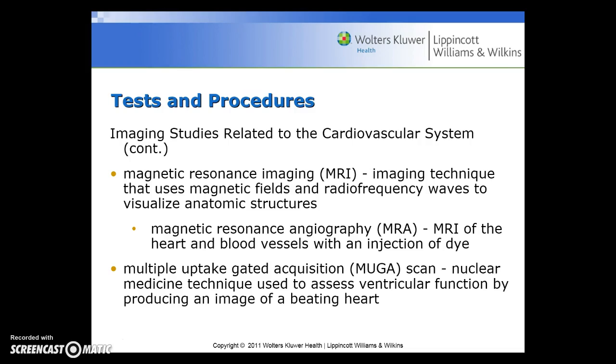Additional imaging studies related to the cardiovascular system is MRI, or magnetic resonance imaging. That's an imaging technique that uses magnetic fields and radio frequency waves to visualize anatomic structures. An MRA is a magnetic resonance angiography. It's an MRI of the heart and blood vessels with an injection of a dye. And a MUGA is a multiple uptake gated acquisition scan. That's a nuclear medicine technique used to assess ventricular function by producing an image of the beating heart.